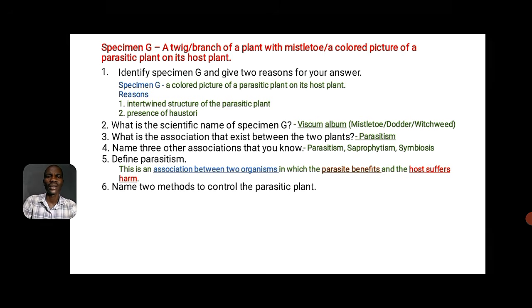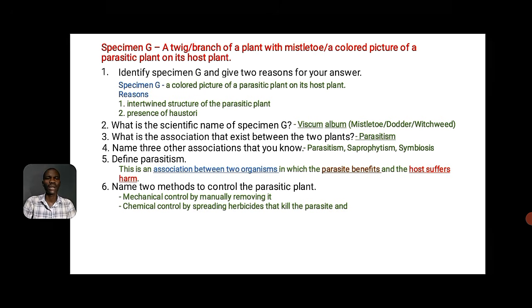Number 6, name 2 methods to control the parasitic plant. Number 1, we have mechanical control by manually removing it. Number 2 is chemical control by spraying herbicides that kill the parasite and spare the host.